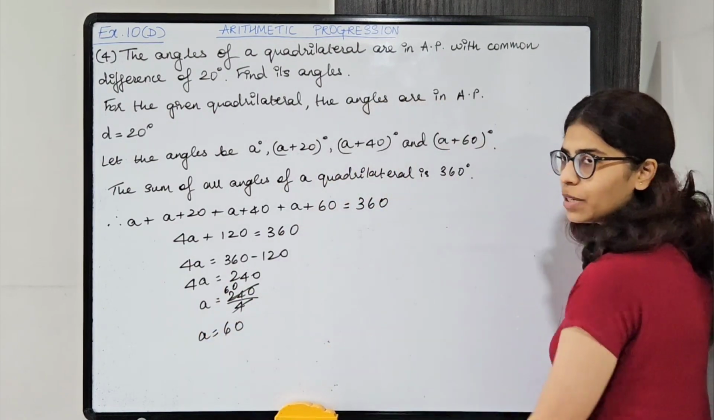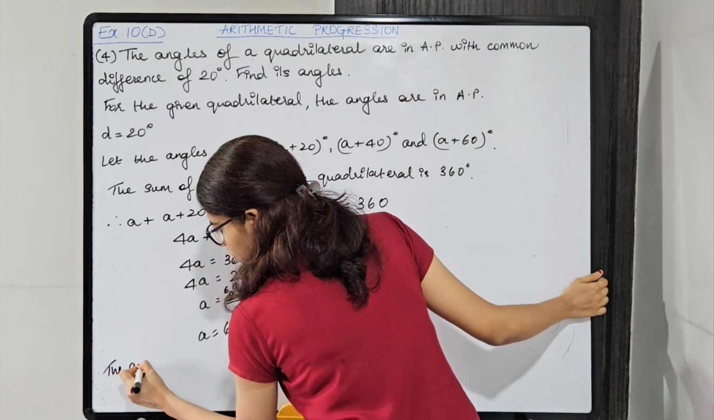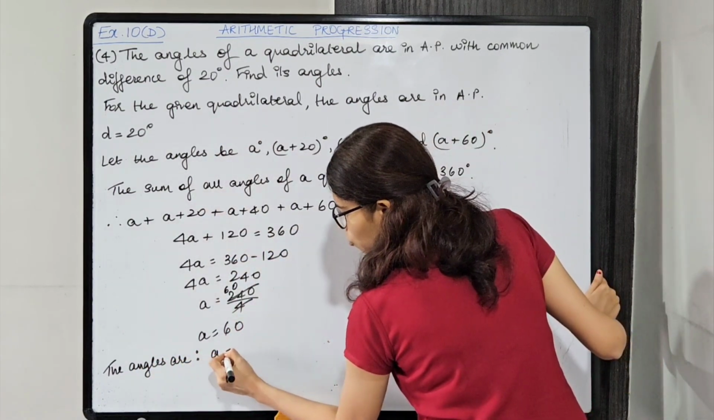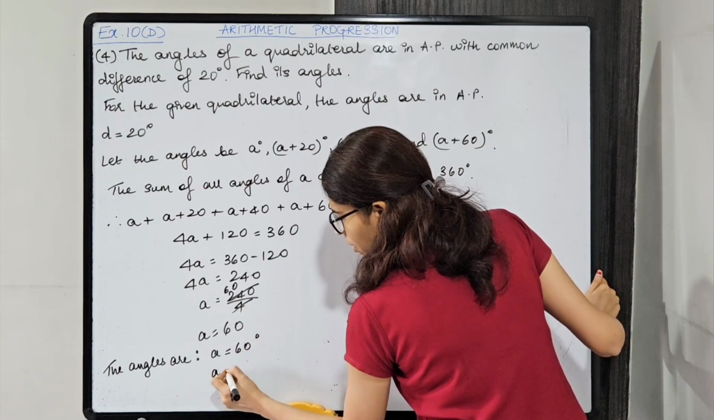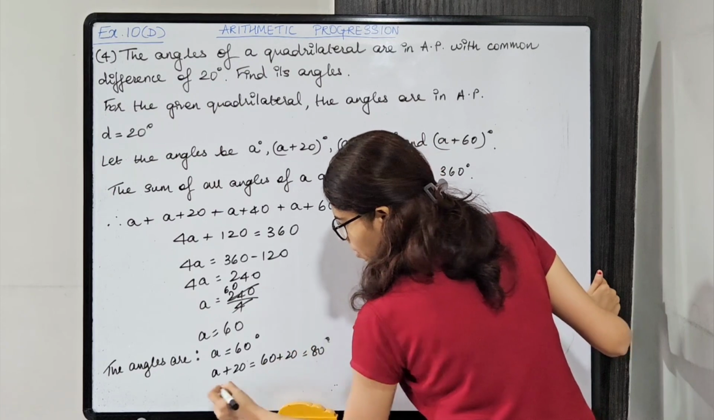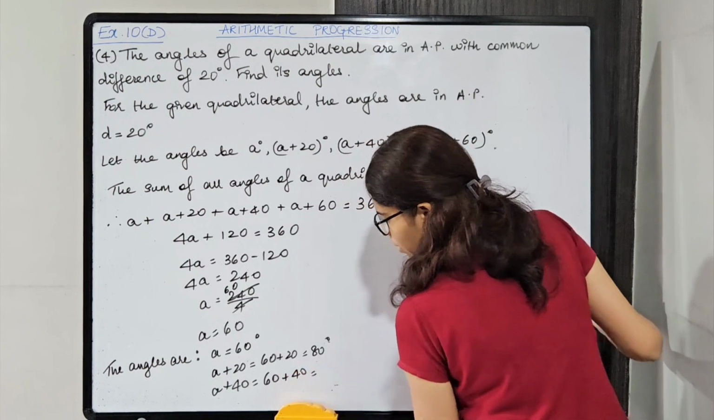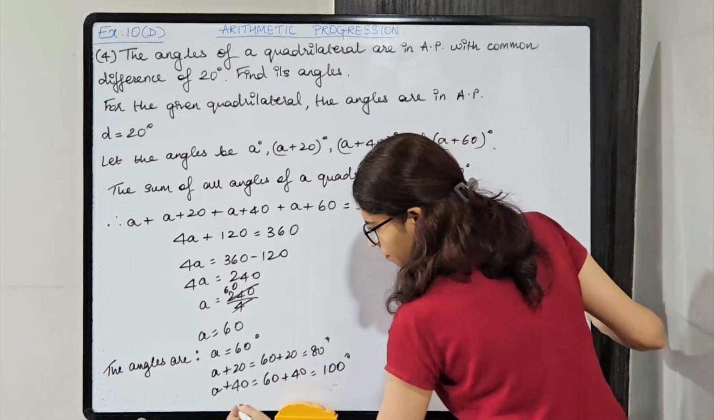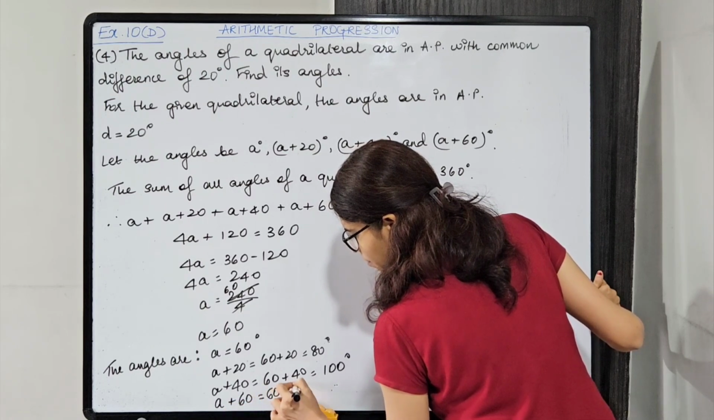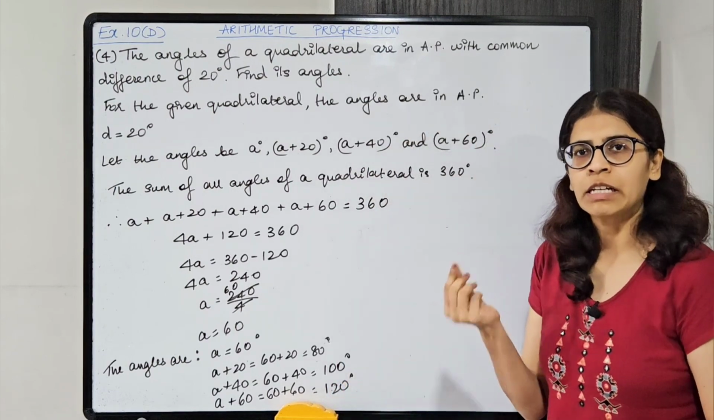So we got A. Now let us find out the angles. The angles are: first is A, which is 60 degrees. A plus 20, that is 60 plus 20, 80 degrees. Next is A plus 40, that is 60 plus 40, that is 100 degrees. Next will be A plus 60, that is 60 plus 60, 120 degrees.